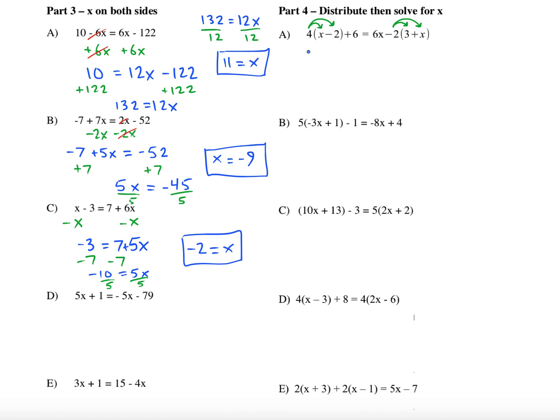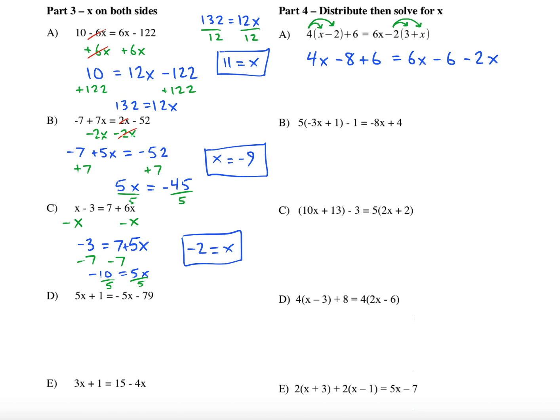So let's see, we'll get 4x minus 8 plus 6 equals 6x minus 6. And this last one is a little tricky. You have to take the negative with the 2. Sometimes people miss that. It's supposed to be minus 2x at the end. Okay, because it's negative 2 times x.